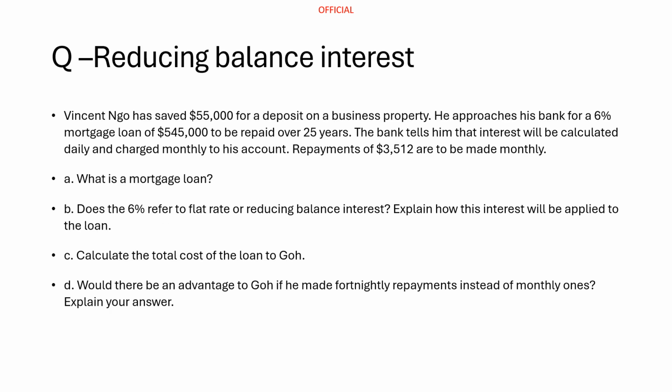In this question, Vincent N. plans to buy a business property and has saved $55,000 as a deposit. He applies for a $545,000 mortgage from the bank at 6% interest to be repaid over 25 years. The bank will calculate interest daily and charge it monthly, with monthly repayments of $3,512.